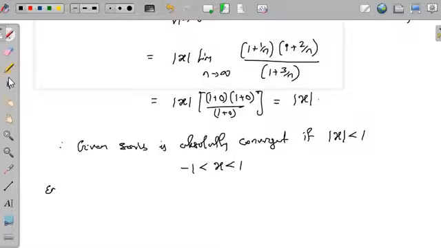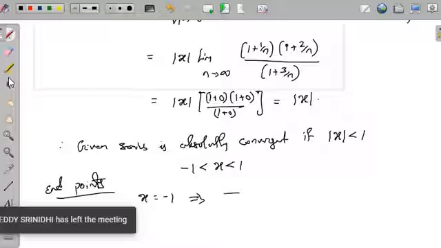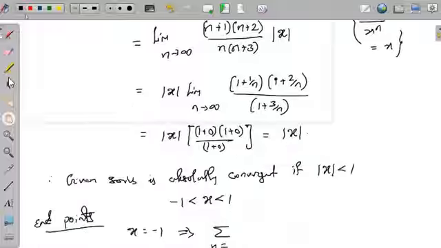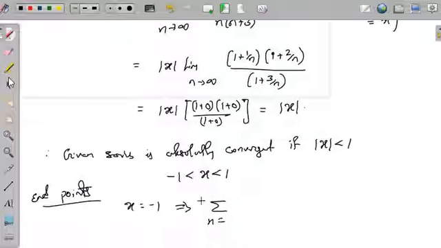Okay, now let's look at endpoints. So what is its behavior at endpoints? At x equal to minus 1, summation n equals 0 to infinity of n over n plus 2 times x to the power n. x to the power n means minus 1 to the power n. What do you know about this? Is it convergent or divergent?